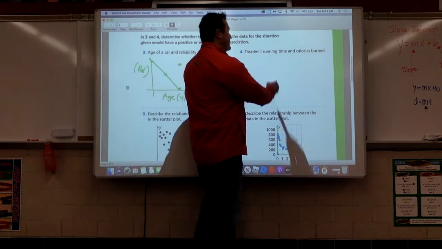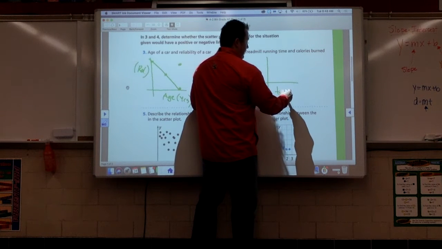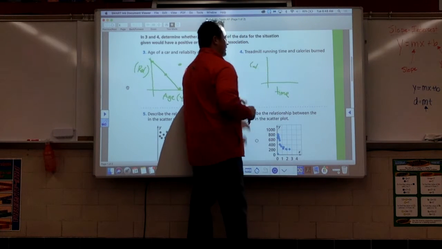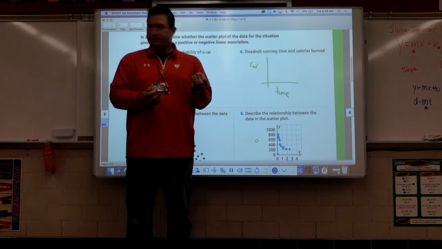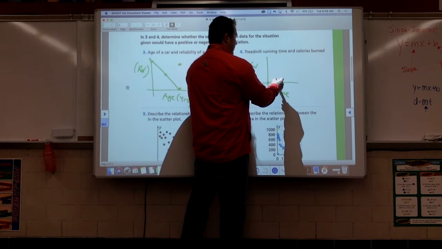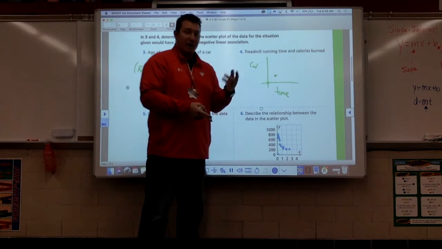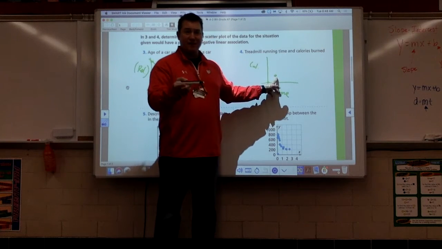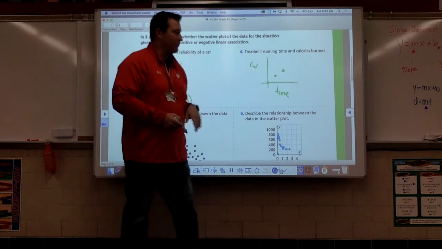Treadmill running time and calories burned. So again, time, calories. At 0 time, have we burned any calories? We sure haven't, so we know we're starting here at the origin. Maybe 5 minutes in, I've burned some amount of calories. At 10 minutes in, am I going to burn fewer calories than at 5 minutes? No, that's not how it works. It just keeps going up and up and up.